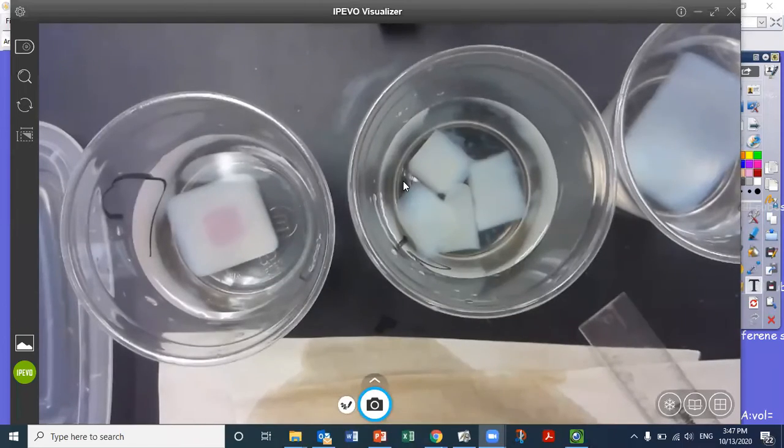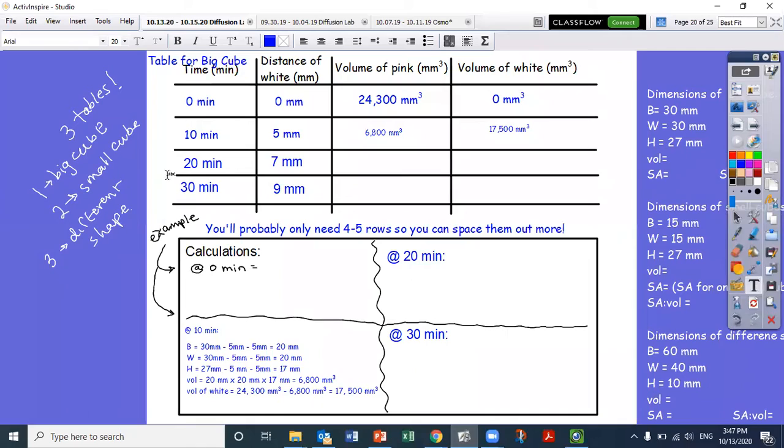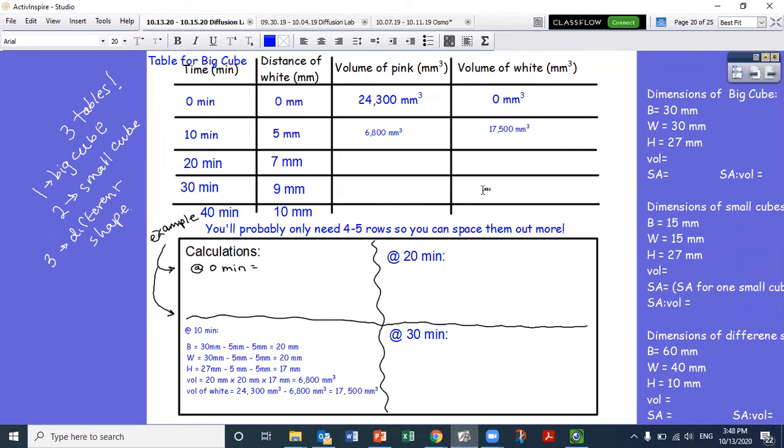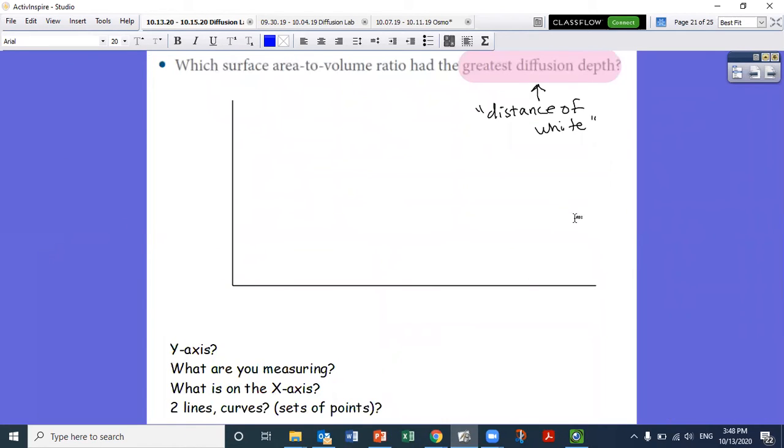So for our last row of calculations that I, as an error, didn't leave room for, we're going to have our 40 minutes in our data table, and then we're going to have our 10 millimeter diffusion depth, and you're going to use that to calculate out the volume of pink left in the big cube. You're going to use that to calculate the volume of white that has been growing the whole time in the big cube. And remember, you're done with the tables for the other two a long time ago. Now, that being said, once you actually finish with these data tables and your calculations, your data collection, I'm going to need you to go ahead and get ready to graph for me.